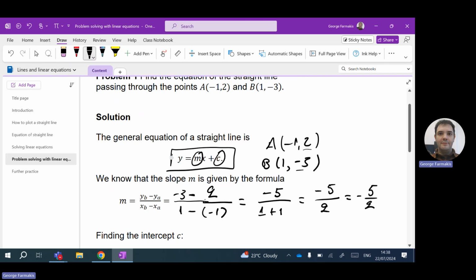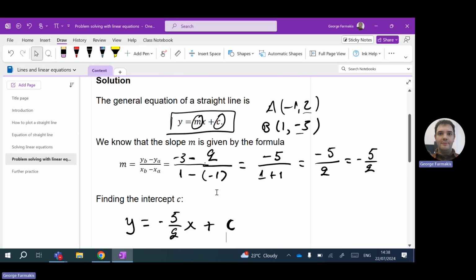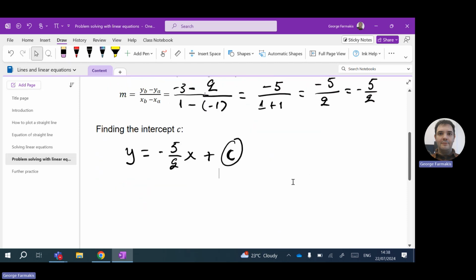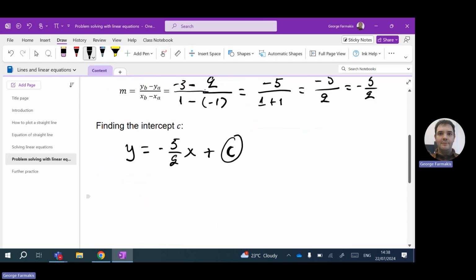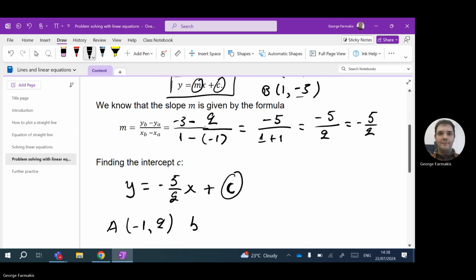What is c? How we can find the intercept, c? So now the equation of the line is of this form, minus 5 over 2x plus this constant c. We can use any of the 2 points that belong to the line to find c. How we can do this? So let's take the point A, minus 1, comma 2, belongs to the line.